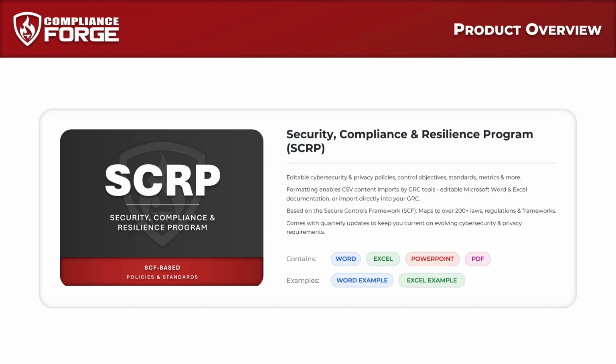The SCRP is editable cybersecurity and privacy policies, control objectives, standards, metrics, and more. Its formatting enables CSV content imports by GRC tools with editable Microsoft Word and Excel documentation, or direct import into your GRC. It is based on the Secure Controls Framework, also known as the SCF, and maps to over 200 laws, regulations, and frameworks. And it comes with quarterly updates to keep you current on evolving cybersecurity and privacy requirements.